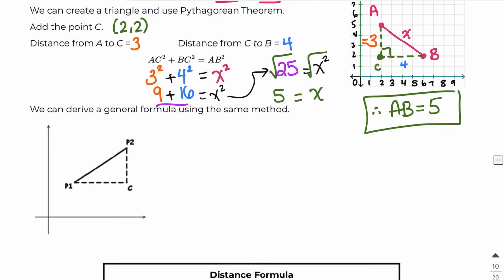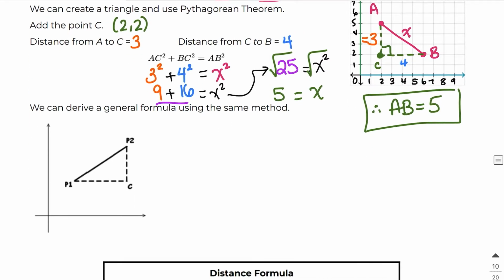So we can derive a general formula using the exact same method right here. My goal is to find the distance from P1 to P2, point 1 to point 2. And this point 1 right here, I'm going to call (x1, y1). Okay? And I'm going to call this point 2 (x2, y2).